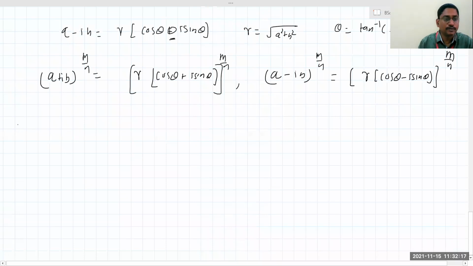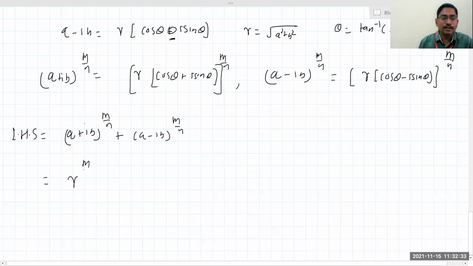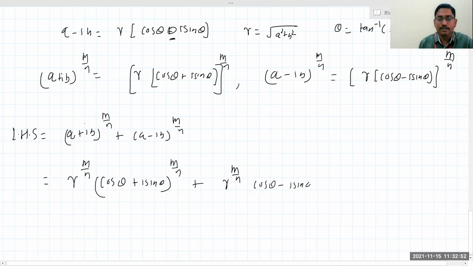Now we are going to consider the left hand side. It is (a + ib) raised to m upon n plus (a - ib) raised to m upon n. Just put these values. So it is r raised to m upon n (cos theta + i sin theta) raised to m upon n, plus r raised to m upon n (cos theta - i sin theta) raised to m upon n.